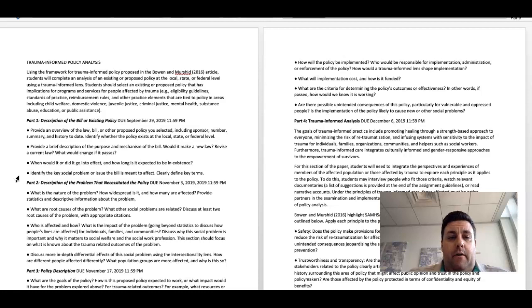APA will be a part of the assignment. So use Times New Roman as your font, 12 point. Make sure you have 1-inch margins all the way around. Make sure you have headings and subheadings used throughout the paper. Make sure you're citing your sources.